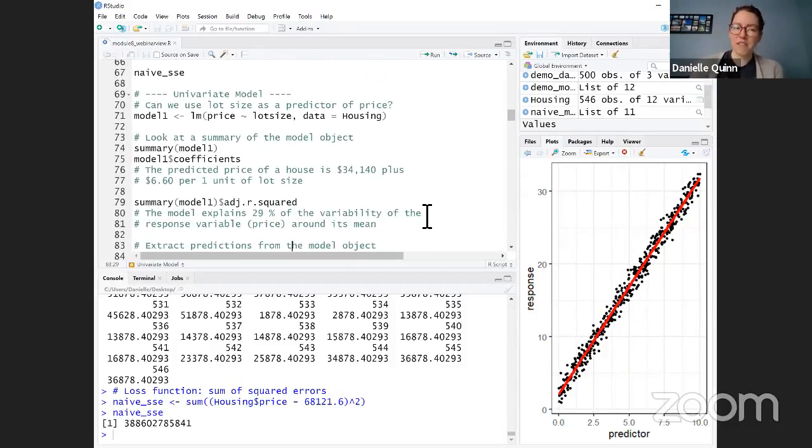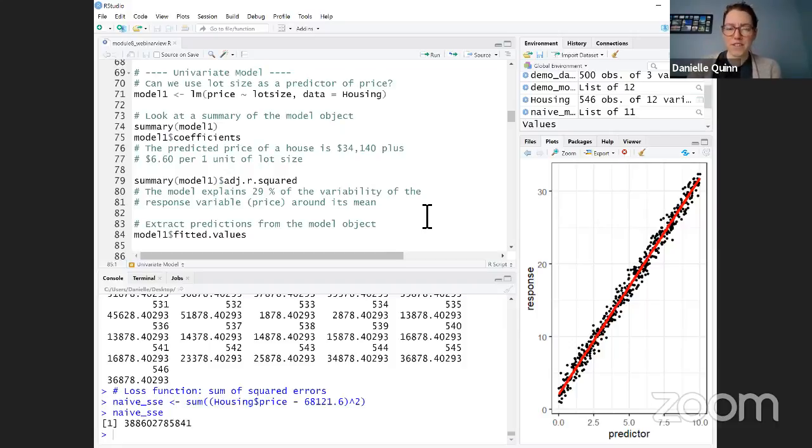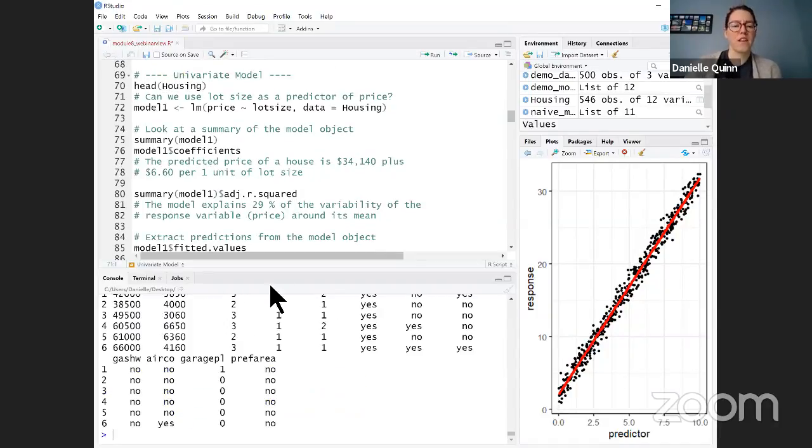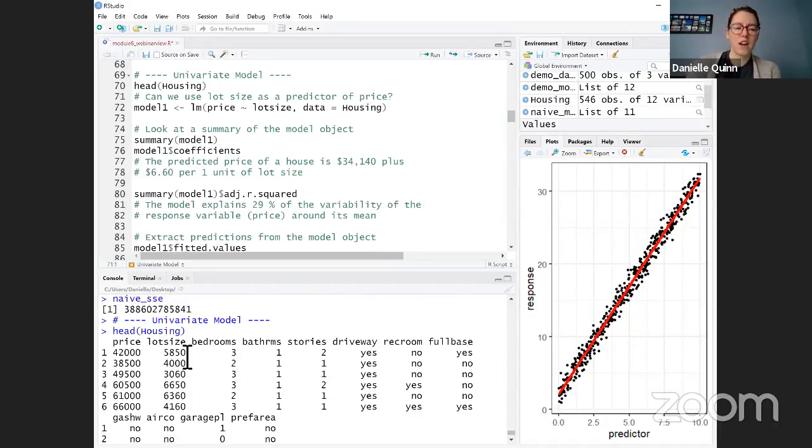Okay, so again, naive models have no predictors. In a univariate model, we have one predictor. So for example, if we look at the first few rows of our housing data, could we use our lot size as a predictor of price? Is it maybe that houses that have a bigger lot size are also more expensive? Who knows? So we're going to build a model.